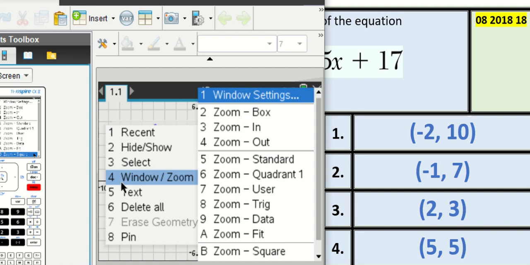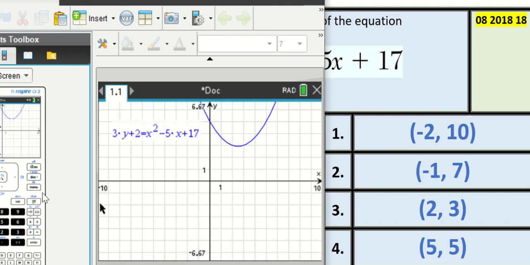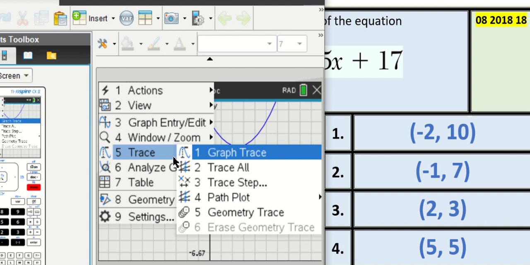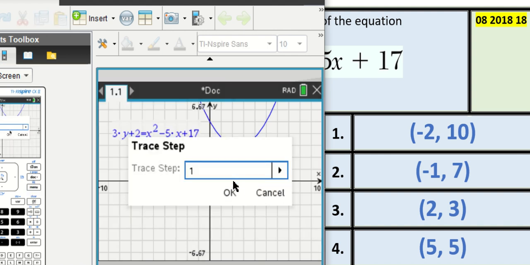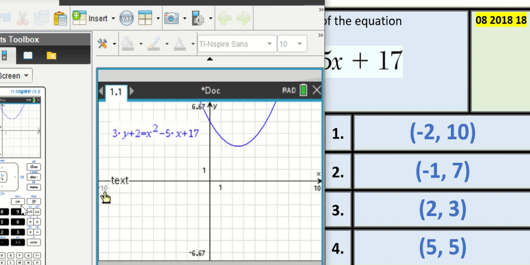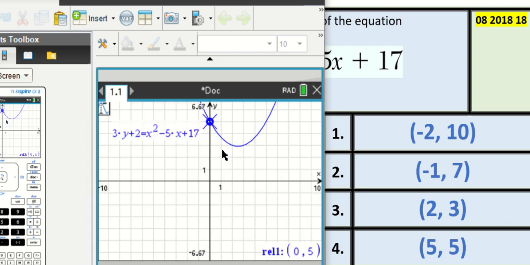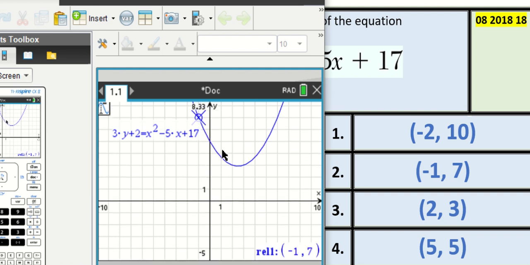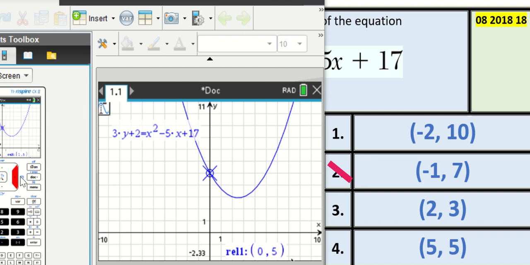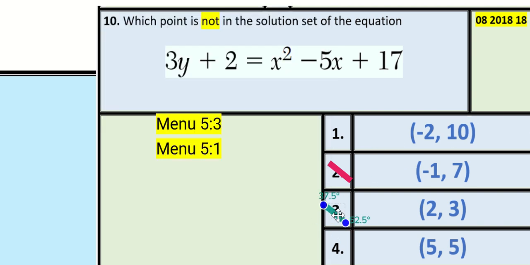So menu 5, 3. I set my trace step to 1 and say OK. Now, when I do menu 5, 1, I have a graph trace and I can find the points on my graph. So notice -1, 7 is a point on my graph. If I go to the right, 2, 3 is also a point on my graph. So I eliminate it.